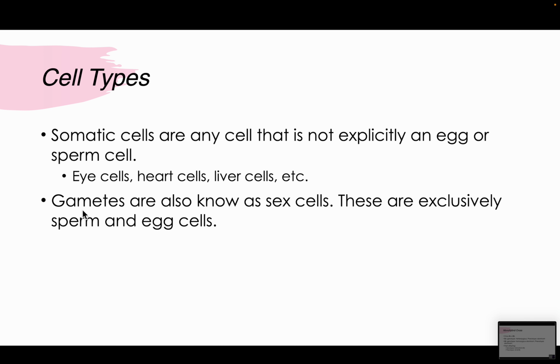Gamete cells or gametic cells are also known as sex cells. These are exclusively sperm or egg. These are the ones that undergo meiosis. These are the ones that undergo mitosis, or asexual reproduction. Helps you heal and grow and get larger. These are used exclusively for sexual reproduction.